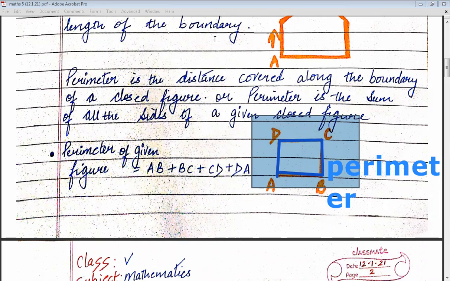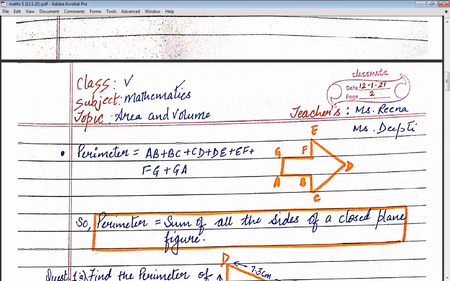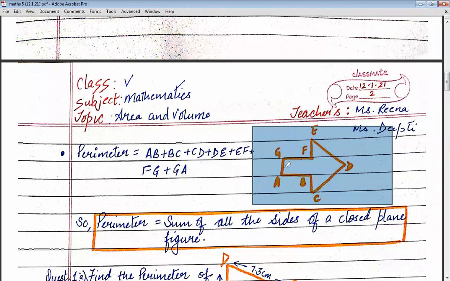Okay, students. Now let us move ahead with page number 2. Again you are given a figure. Let us look at the figure very carefully. Can you count the number of sides in the given figure? Let us start from point A. AB, BC, CD, DE, EF, FG and GA. So now children, how many sides are there? Seven sides. There are 7 sides.